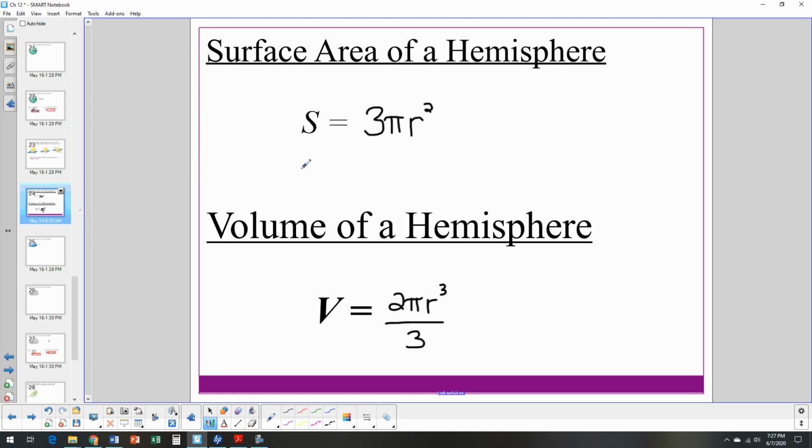And normally I would go through the whole process of how we came about these formulas, but for now we're just going to say surface area of a hemisphere is 3 pi r squared, and volume of a hemisphere is 2 pi r cubed all over 3. Right, if you want to know how we came up with them, send me an email and I will go over that with you.